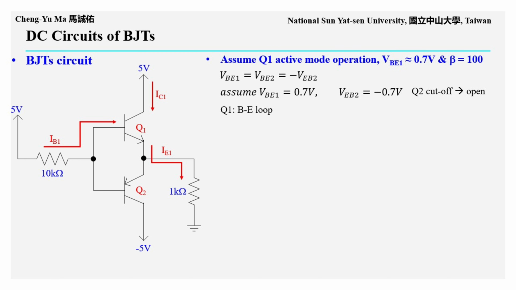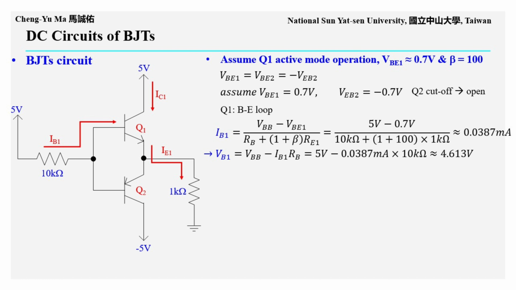Let us first assume that Q1 turns on and operates in active mode. Then VBE1 can be approximated as 0.7 volts. At the same time, VEB2 becomes negative 0.7 volts, so Q2 is in cutoff and can be treated as an open circuit. As usual, we start from the base to emitter current path of Q1.